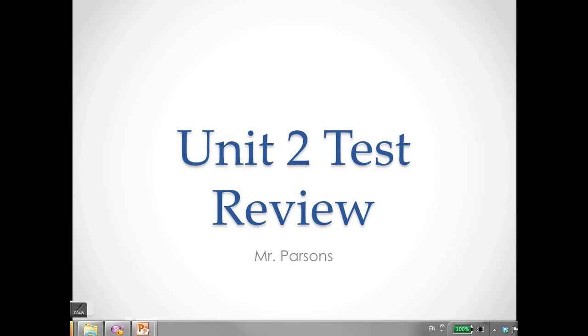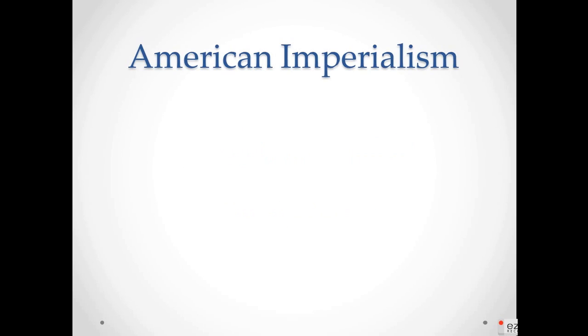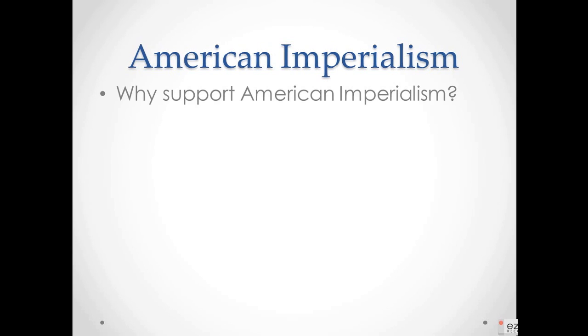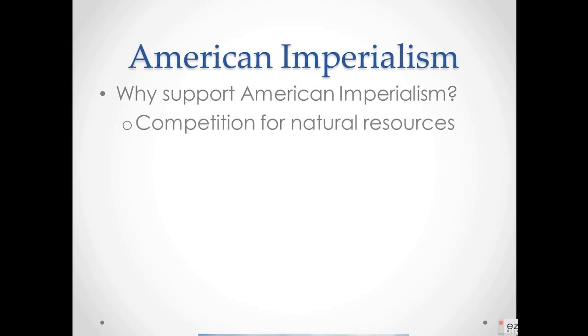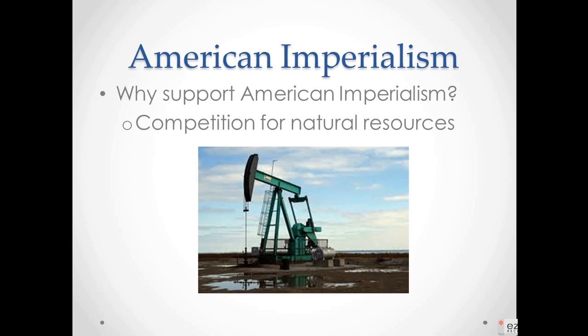First off, let's jump into American imperialism. Yes, we kind of functioned as an empire for a while. How did we do that? Well, lots of people thought that there were good reasons to support American imperialism, one of which being we wanted some natural resources. We really wanted to get a hold of what was out there for the world. We still kind of do some of that today.